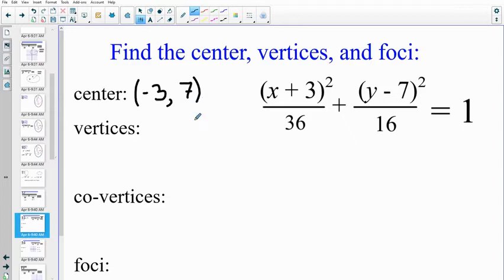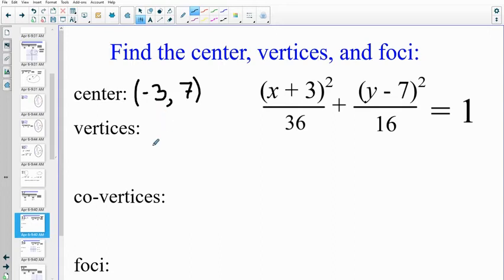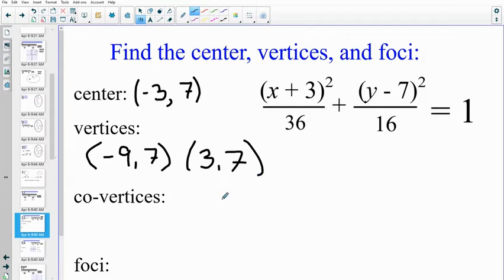And so now if my center's at negative 3, 7, and my a is 6, that means that I can go either to the left or to the right of that center to get my vertices. And so let's see, if I'm moving left and right, my x value is changing. So it could either go down by 6 to get to -9, or it could go up by 6 to get to +3. And so those are my vertices. Again, the ones that are farther away are the vertices.